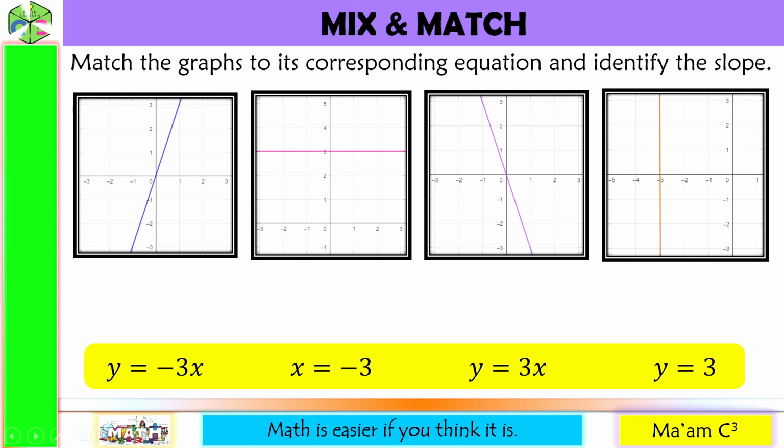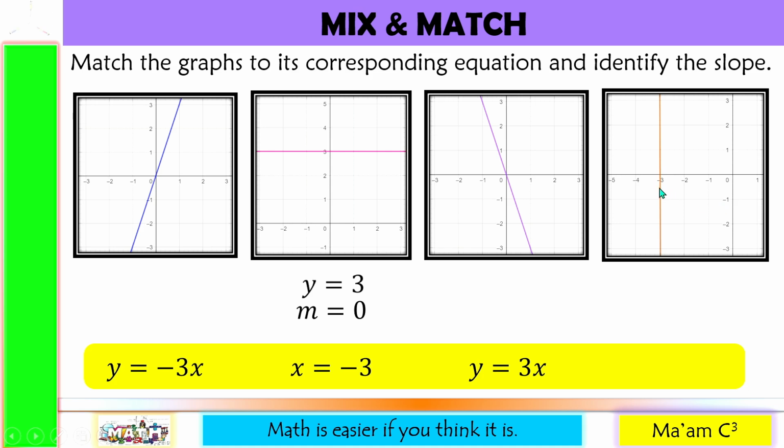Let me start with the easiest one. This one is a constant y value of 3. So the equation of this line is y equals 3. Since the slope is rise over run and we do not have rise here, the slope is equal to 0.